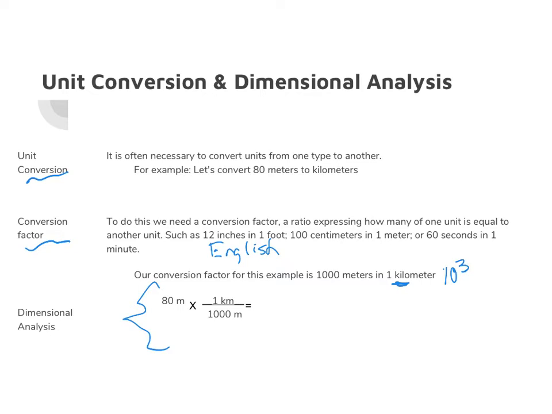So we will set up our dimensional analysis. So we have 80 meters, and we want to know what that is in kilometers. So we would multiply that by the fact that in 1 kilometer there is 1,000 meters. Essentially, we are dividing here. So if you wanted to, you could set it up like this.